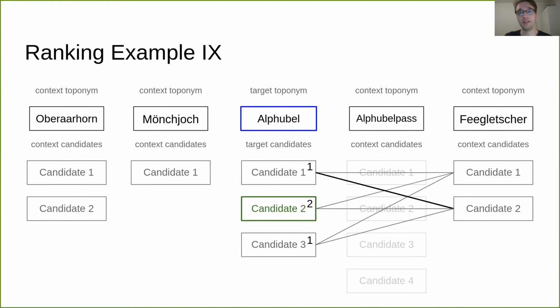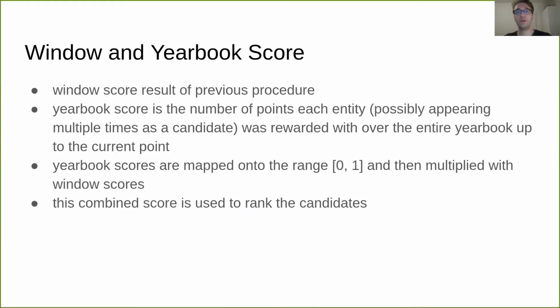Now we got some points, and what do we do with those points? We use them for 2 scores, a window score and a yearbook score. The window score is exactly the result of that procedure that I just showed you. And the yearbook score is an aggregate of all the previous window scores in a yearbook. So for example, if an entity previously appeared 5 times as a candidate in a yearbook, the yearbook score is the sum of all the points the entity got in those 5 times as a candidate.